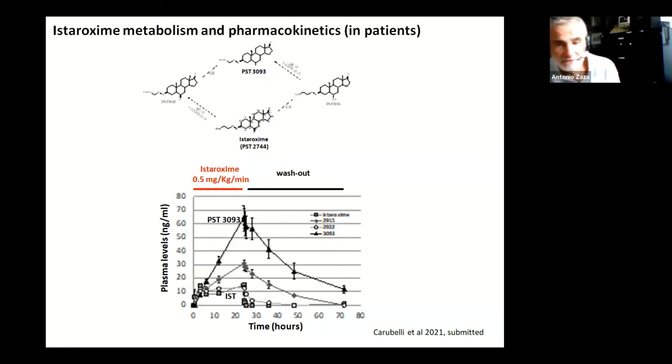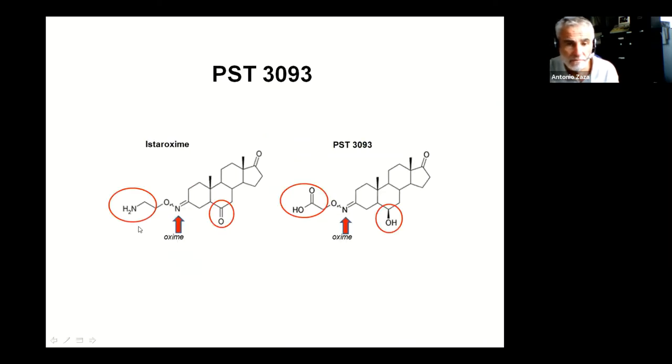Well, then we did pharmacokinetics of istaroxime in these patients. And istaroxime is a very bad drug pharmacokinetically because it has a very short half-life. When infusion is discontinued, istaroxime concentration drops almost immediately to zero. However, the main metabolite of istaroxime, which is called PST1393, accumulates to a much larger extent during infusion of istaroxime, and it decays much more slowly, just because PST1393 lacks the amino function that is cleaved by the enzymes that degrade istaroxime. So it does not have the amino function and is therefore metabolized much more slowly.